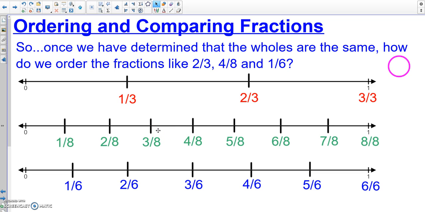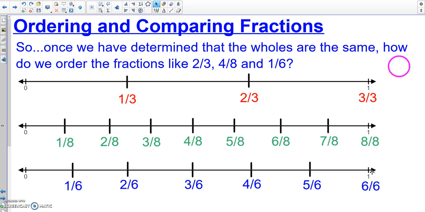So once we have determined that the wholes are the same, how do we order fractions like 2/3, 4/8, and 1/6? Well, I like to use 3 different number lines because there are 3 different fractions in this case. The first thing I have to do when I use 3 different number lines is make sure that each of the number lines are equal in size because that's my whole, and my overall whole needs to be equal.